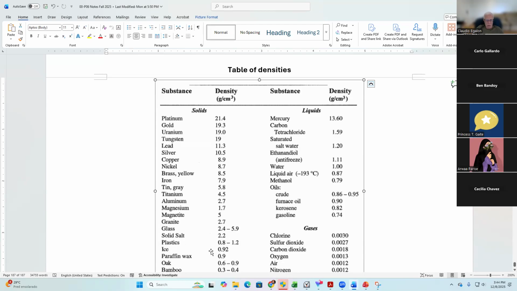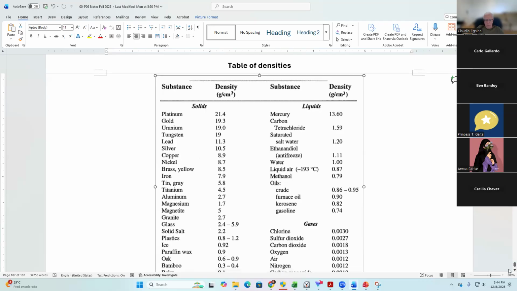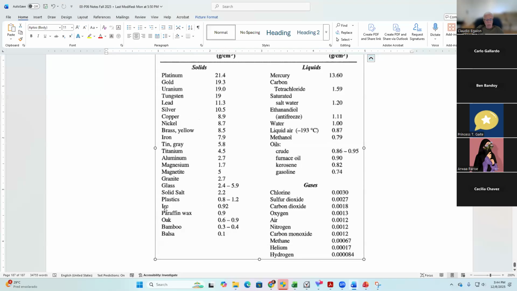Ice, 0.92. Ice, and we're talking about ice at 0 degrees C, okay? Notice that ice is 0.92, lighter than liquid water. Liquid water is 1 gram per cubic centimeter, right? And that's why ice floats on water. Solid water floats on liquid water. That's because its density is lower than that of water.